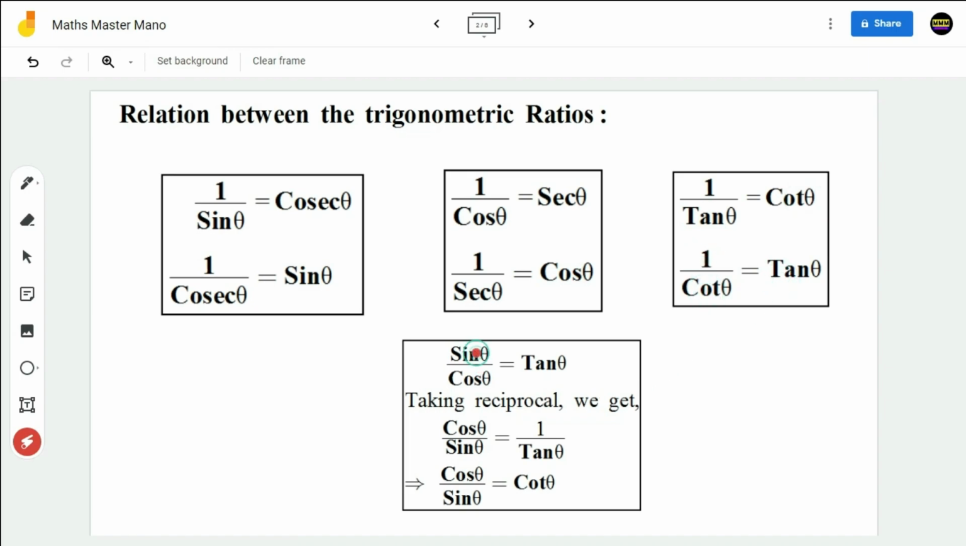Further, sin theta by cos theta equal to tan theta. Taking reciprocals, we get cos theta by sin theta equal to 1 by tan theta. This cos theta by sin theta can be written as cot theta because 1 by tan theta is cot theta. We have to keep all these things in mind to do the problems in future.